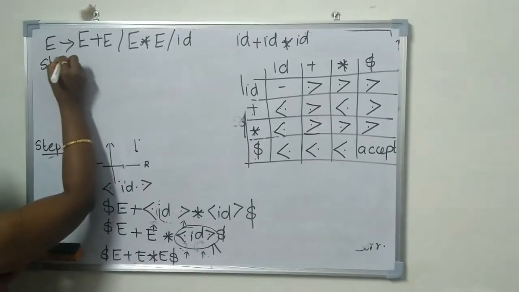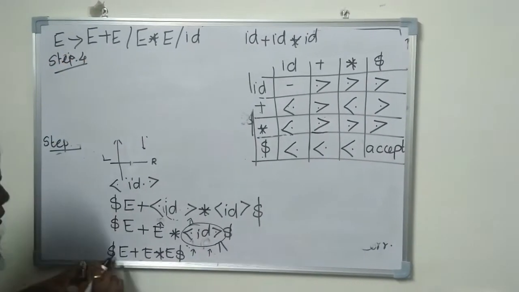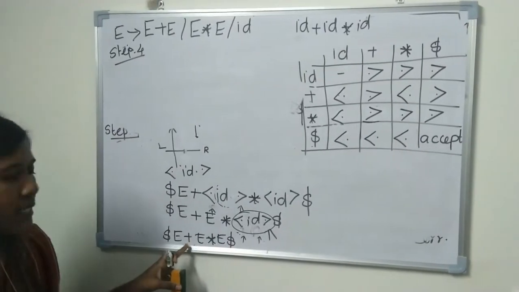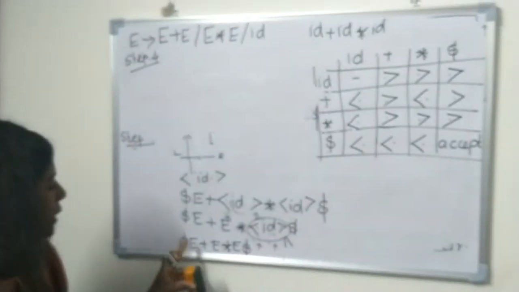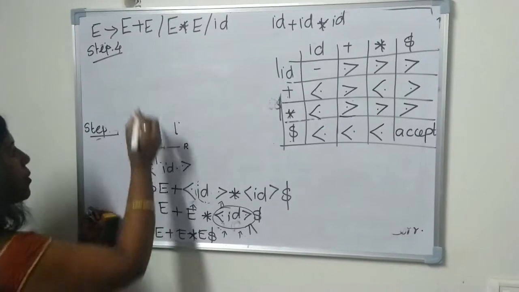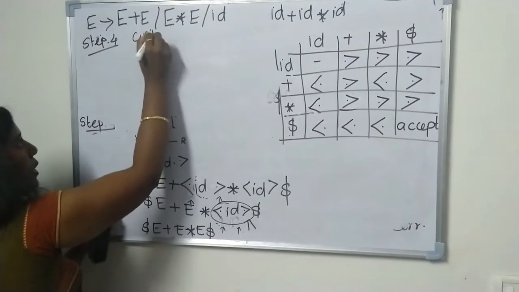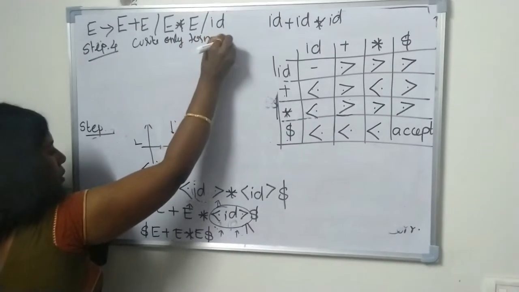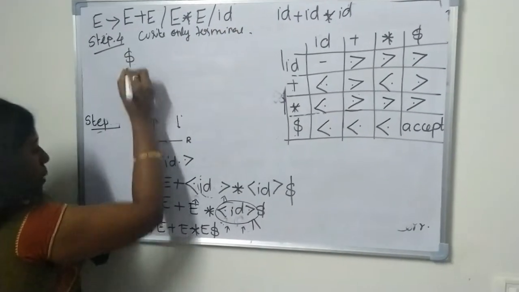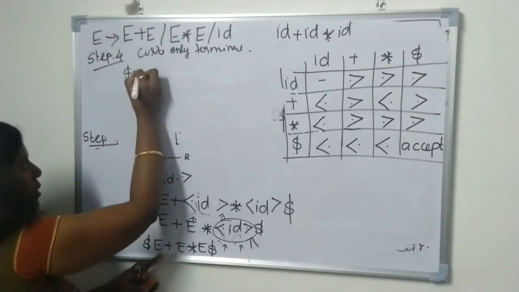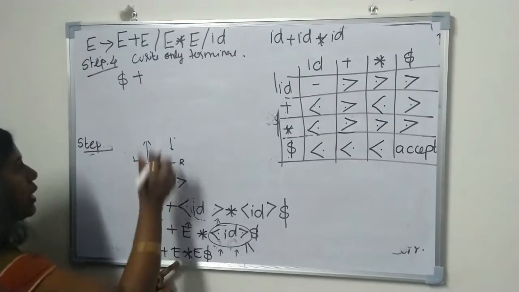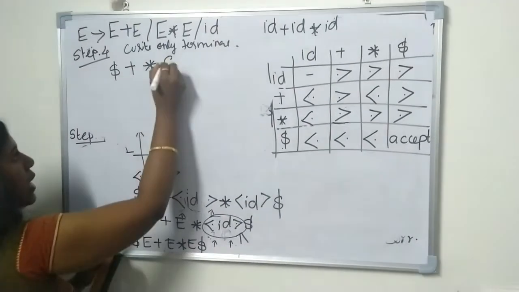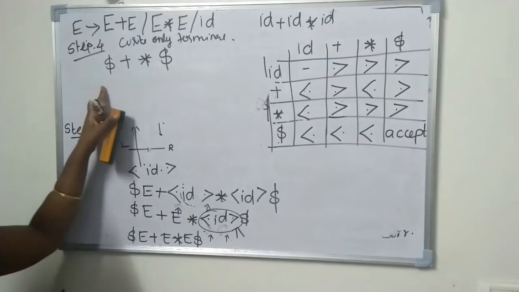So step 4. Now I am going to remove all these non-terminals and just write only the terminals. This is your first step: write only terminals and remove all non-terminals. So that is dollar, and I am removing this E. So it is plus, and removing this E. So it will be star, and I am removing this E. So it will be dollar. So this is your first step.